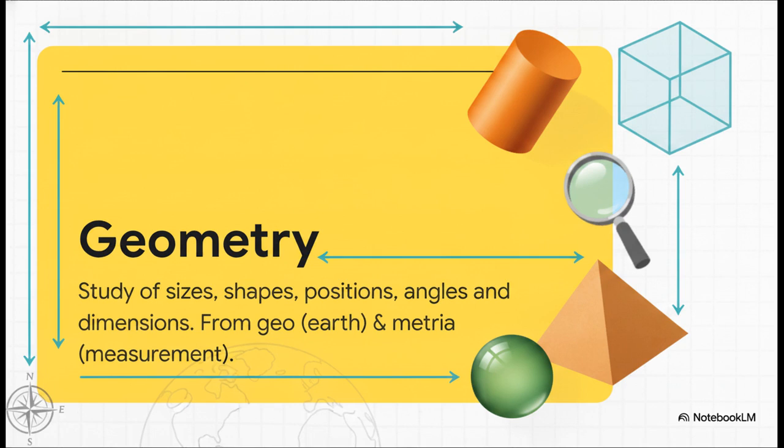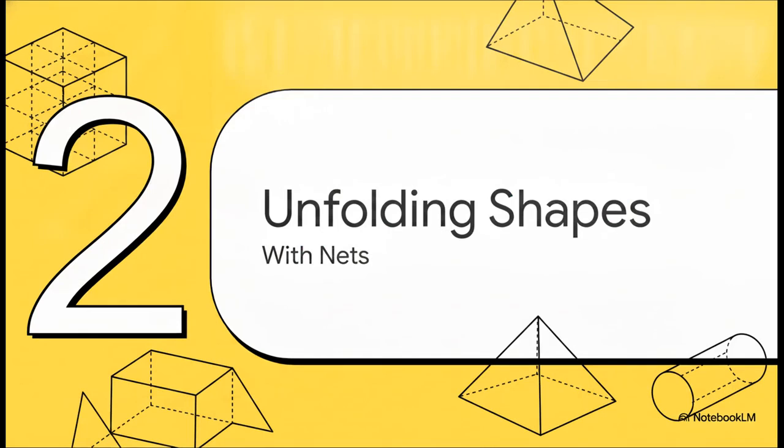And for this explainer, we're zeroing in on solid geometry. That means no more flat drawings. We're talking about three-dimensional objects that pop right out at you. You know, cubes, prisms, cylinders, and spheres. Moving right along to Section 2, Unfolding Shapes with Nets.